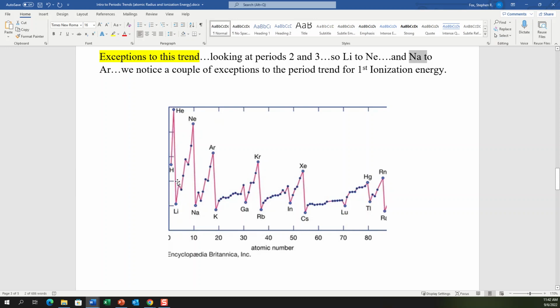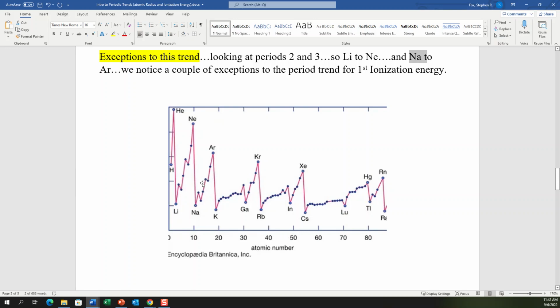The exception is between, so this would be beryllium and this would be boron. So as I go from beryllium to boron, it actually goes down and then it goes back up again, right? And then this would represent nitrogen and this would be oxygen. So nitrogen to oxygen, it goes down. And notice the same thing happens here from sodium to argon. As I go from magnesium to aluminum, it actually decreases. And then again, phosphorus to sulfur.